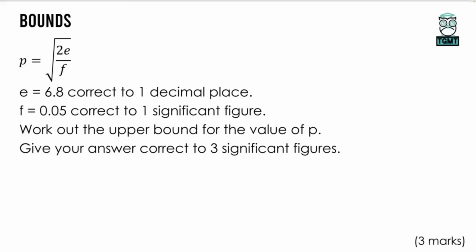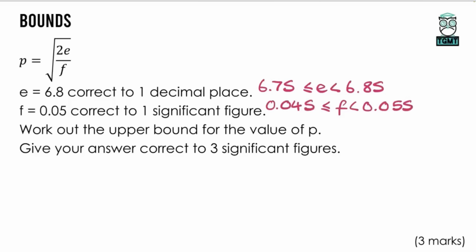So here we have E is 6.8, correct to 1 decimal place, and using error intervals for that, E is therefore going to be between 6.85, adding that 5 on the end, and 6.75, and just dropping that down by 1 for the 8, and then sticking the 5 after it as well. For F, 0.05, not as nice actually to write the error interval for, but that's going to be 0.055 and 0.045. And there we go, there are our error intervals.